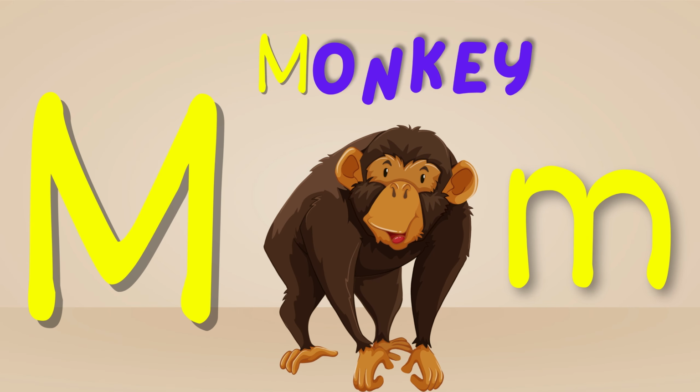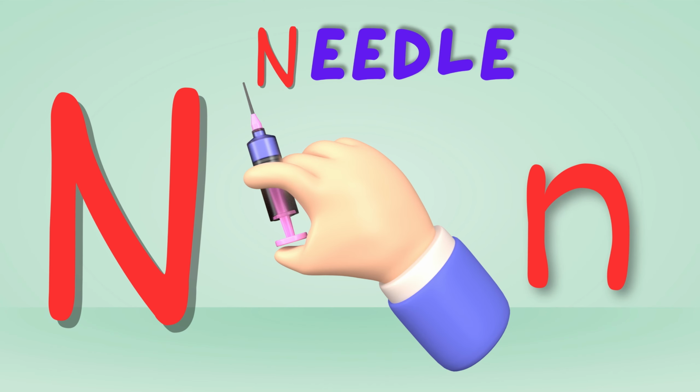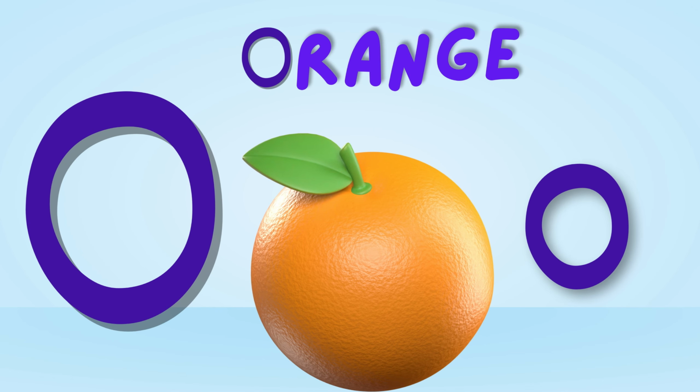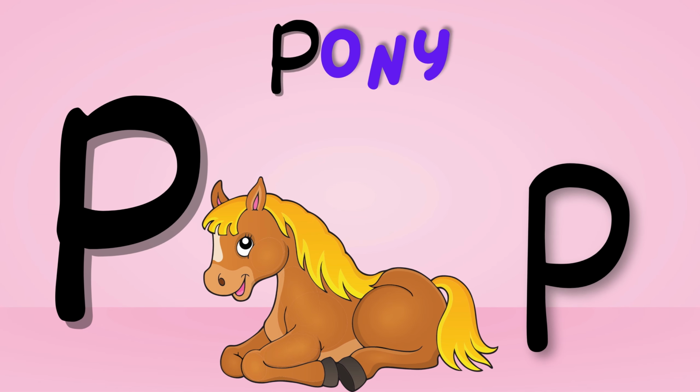M is for monkey, monkey, monkey. This is a monkey. N is for needle, needle, needle. This is a needle. O is for orange, orange, orange. This is an orange. P is for pony, pony, pony. This is a pony.